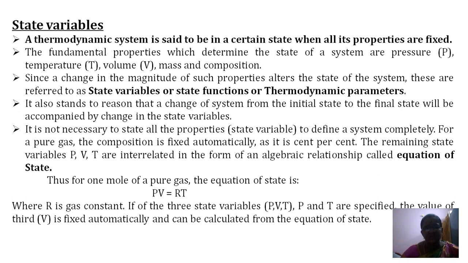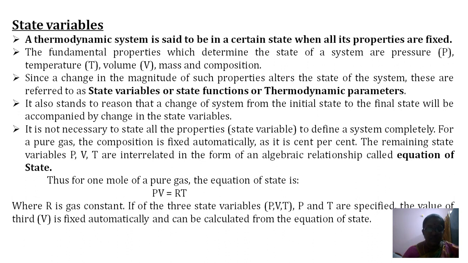The remaining state variables pressure, volume, temperature are interrelated in the form of an algebraic relationship that is called the equation of state. So for 1 mole of pure gas, the equation of state is PV equal to RT. For ideal gas, PV equal to nRT. Here we are considering the equation for 1 mole of a pure gas, so n is equal to 1.